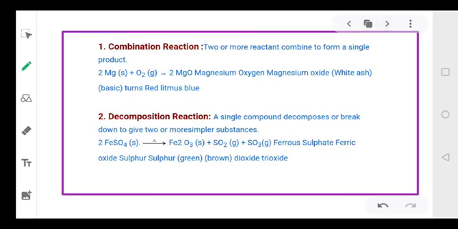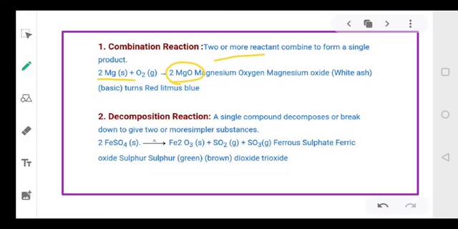Then coming to the types of reactions. The very first type is a combination reaction. Combination reaction means two reactants combine to form one product. Two or more reactants combine to form a single product. That is called a combination reaction. For example, magnesium plus oxygen will combine to form magnesium oxide.